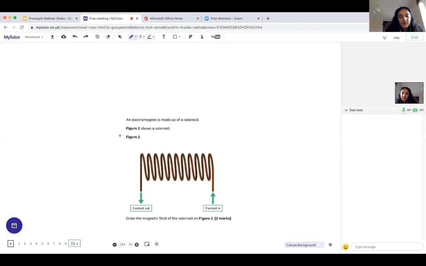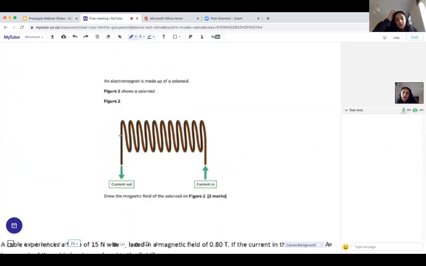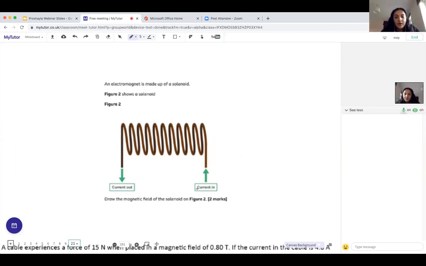Okay, so an electromagnet, as we know, is made up of a solenoid. Figure 2 shows a solenoid where the current is coming in this side and going out this side. What would the magnetic field of the solenoid look like? Which way would the magnetic field lines point?